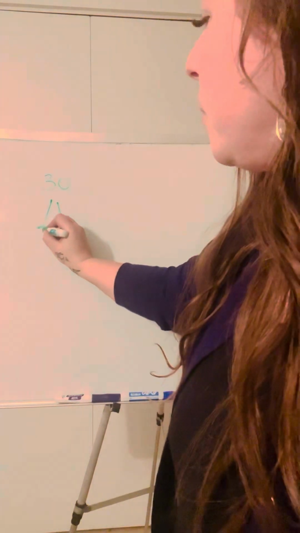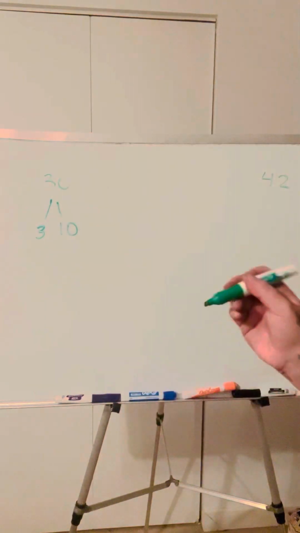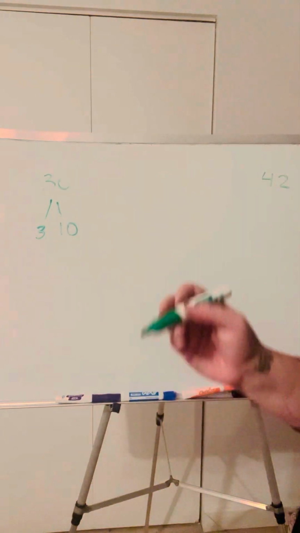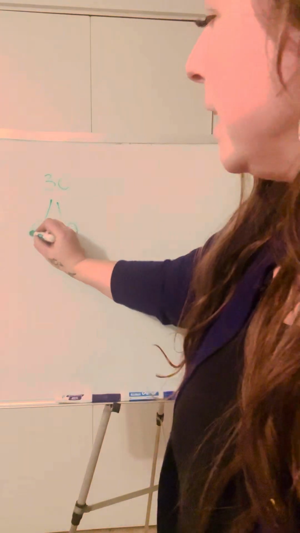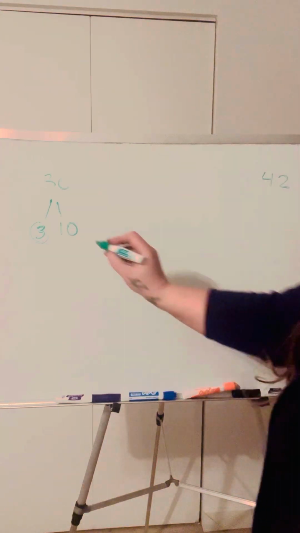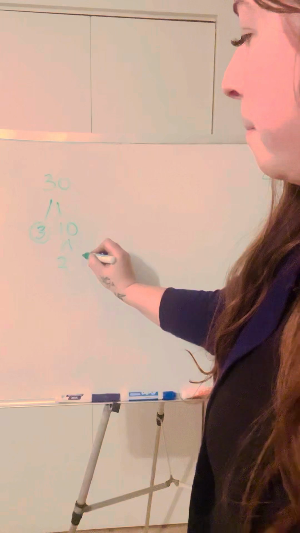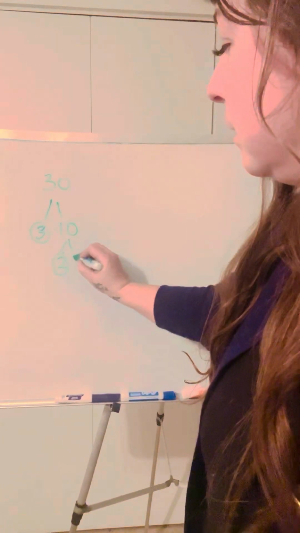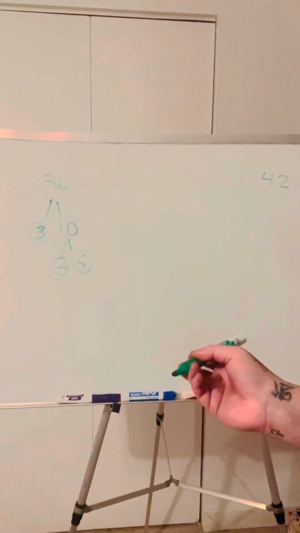So let's do 3 and 10. 3 times 10 is 30. Once we get to a prime number, which is a number that can only be divided by 1 and itself, we circle it. So 3 is a prime number. We circle it. 10 is not a prime number. We could multiply 2 by 5 to get 10. We circle those numbers because those are prime numbers.